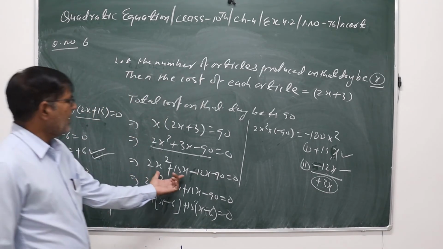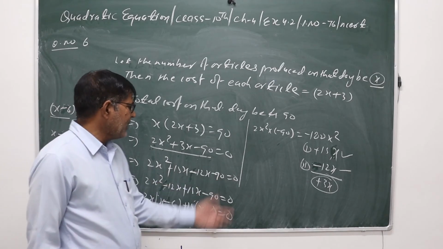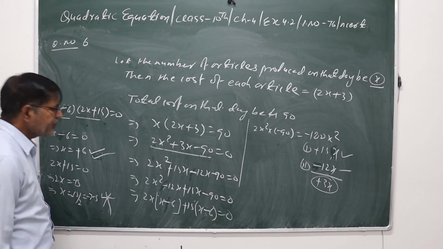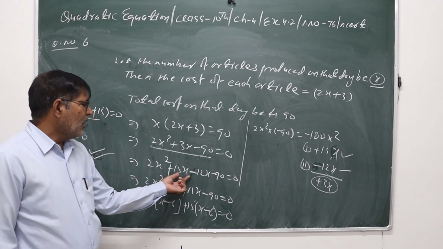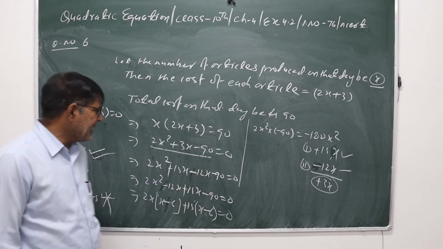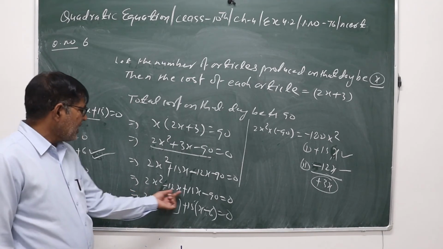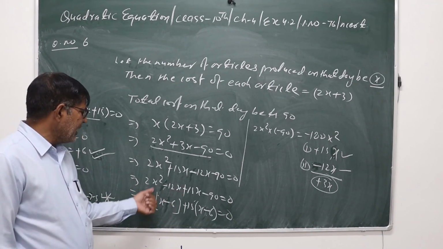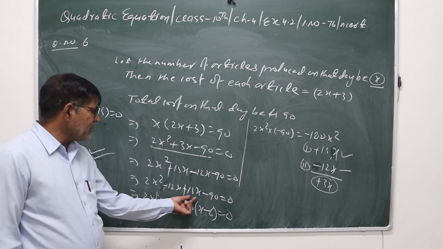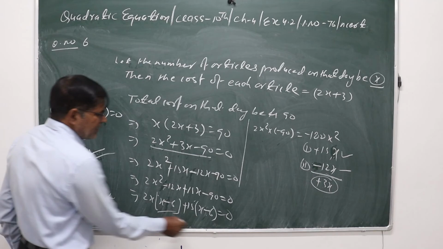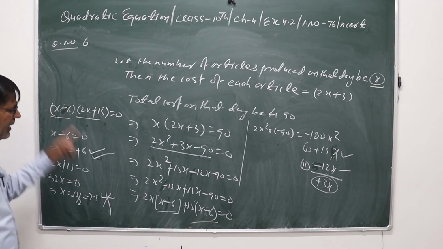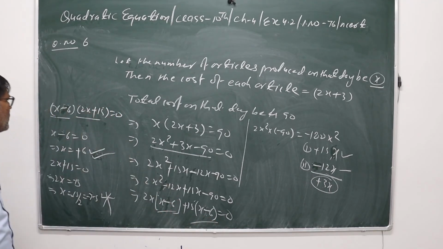सो 2x स्क्वायर प्लस 15x माइनस 12x माइनस 90 इज इक्वल टू 0. यहाँ हमने 2x स्क्वायर के साथ माइनस 12x ले लिया और 15x को माइनस 90 के साथ ले लिया. 2x स्क्वायर माइनस 12x में से 2x कॉमन लेंगे तो यहाँ x माइनस 6, यहाँ प्लस 15 कॉमन लेंगे तो x माइनस 6 इज इक्वल टू 0. नाउ x माइनस 6 विल बी थ्रू आउट कॉमन, सो 2x प्लस 15 इज इक्वल टू 0.